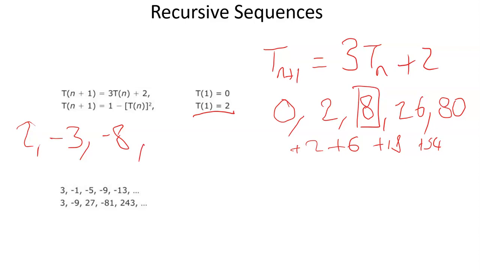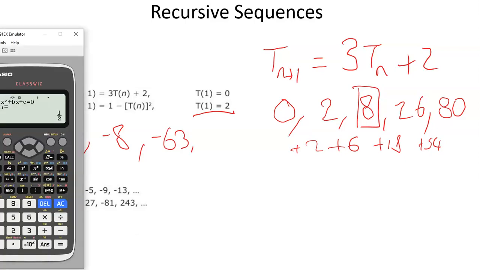And the fourth term is going to be worked out from the third term. So we put this number in here, and we say that the next term is 1 minus the square of the current term. Minus 8 squared is 64. So 1 minus 64 is minus 63. And you can see where this is going, although I'm going to need a calculator for the fifth term now.